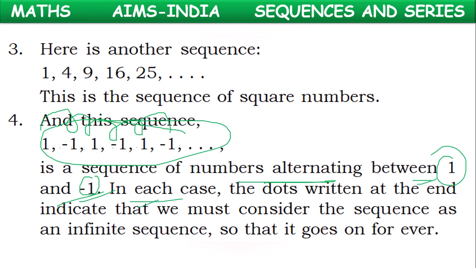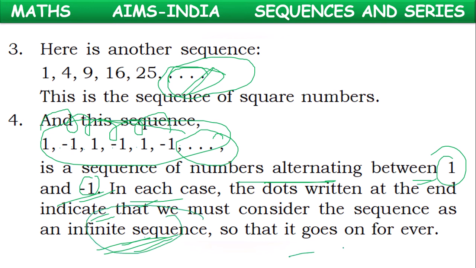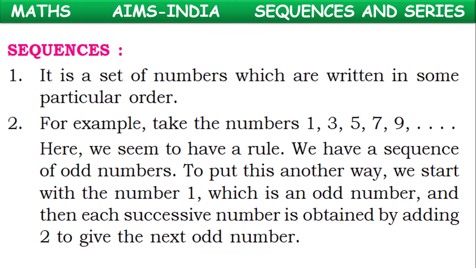In each case, we have written some dots at the end of the sequence, which indicates that this sequence will continue in the same manner. So it is an infinite sequence. The dots at the end of the sequence represent that it is an infinite sequence and it goes on forever in the same manner with the same relation. So that is about sequences, children.